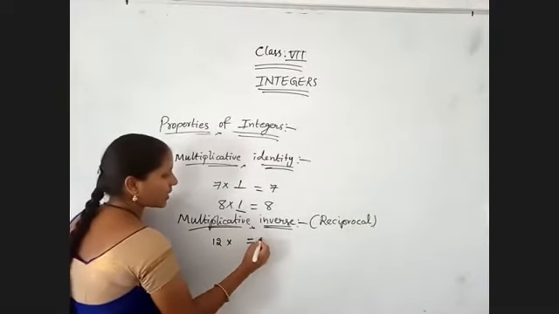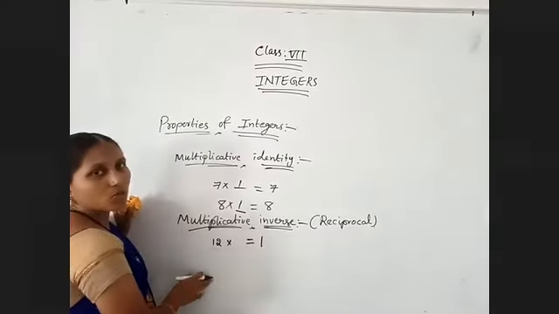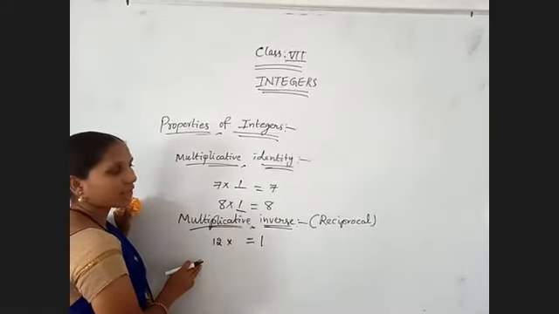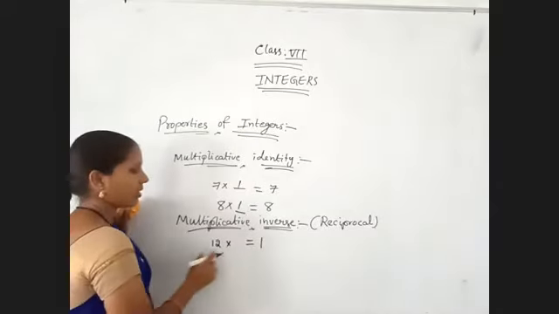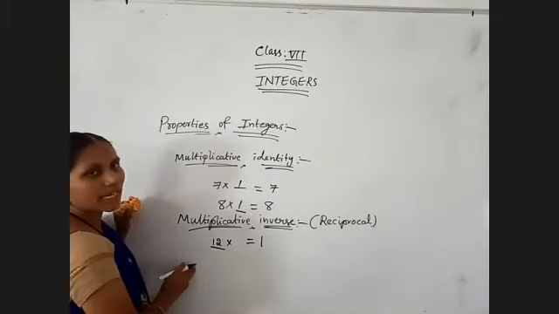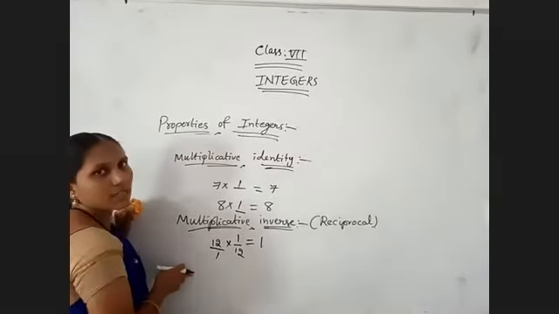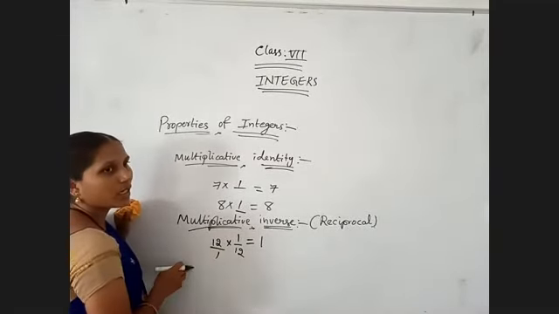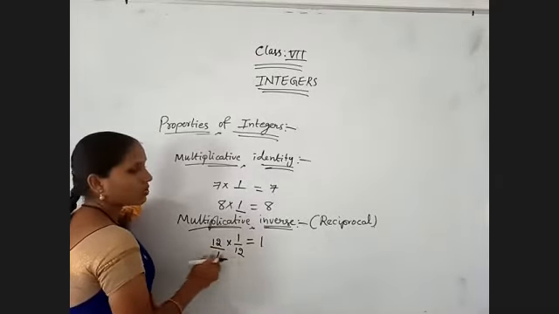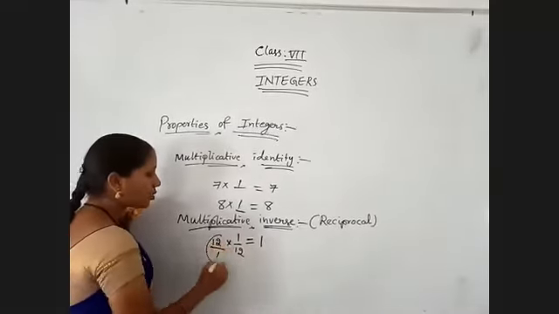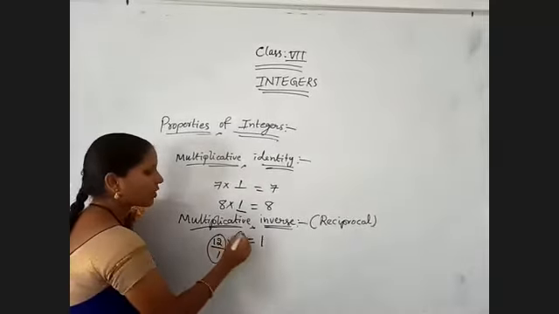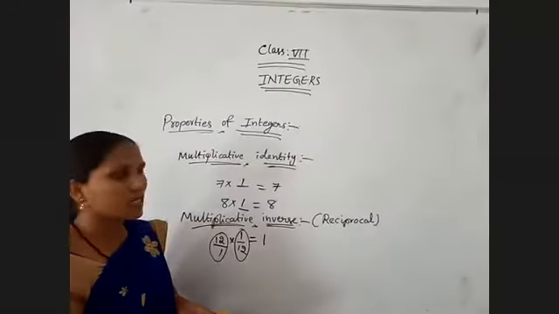Coming to the multiplicative inverse, if the product of two numbers is equal to 1, then those two numbers are said to be multiplicative inverses, otherwise reciprocals. So for 12, which number do I need to multiply to get the result as 1? That is 1 by 12, the reverse fraction. The product of these two numbers is equal to 1, that's why 12 and 1 by 12 are multiplicative inverses, or reciprocals of each other.